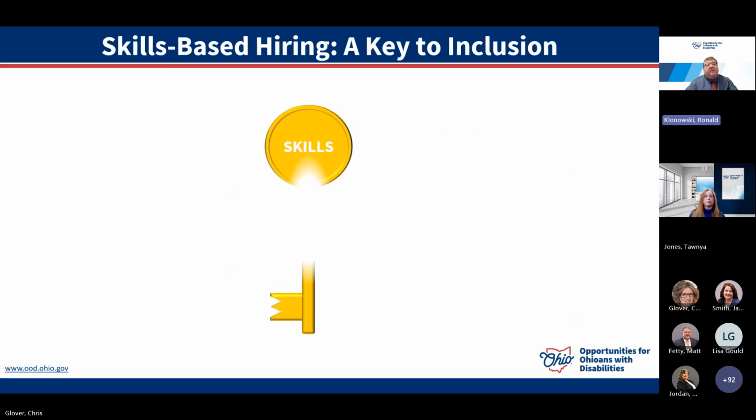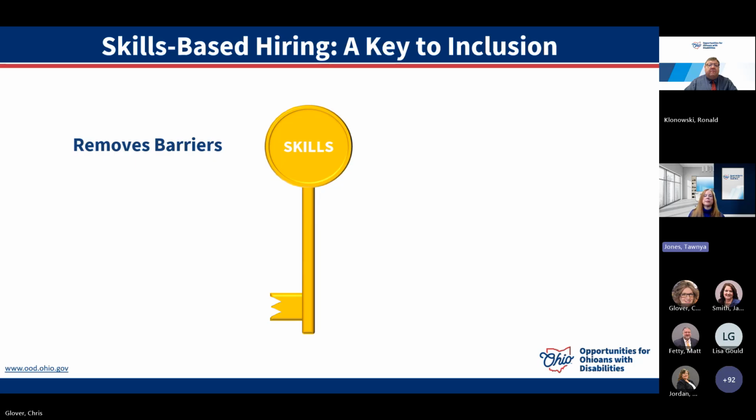Sure. Skills-based hiring is a forward-thinking and inclusive approach that prioritizes what a candidate can do rather than where they went to school or how many years they've worked. It shifts the focus from traditional credentials to capabilities, particularly in roles where skills and potential are stronger indicators of success, helping employers identify talent based on real-world competencies and potential. This approach is especially valuable when trying to build a more inclusive workforce because it removes barriers that often disproportionately affect people with disabilities.